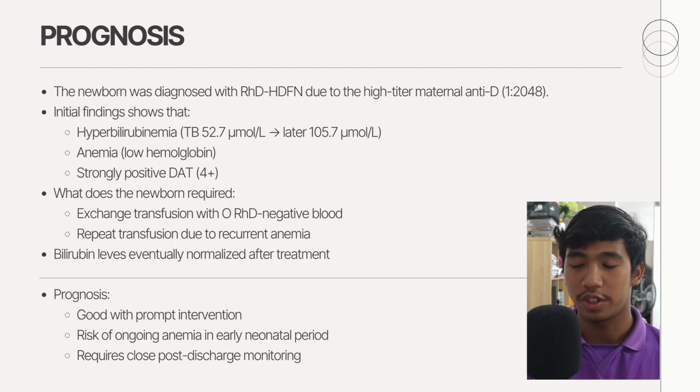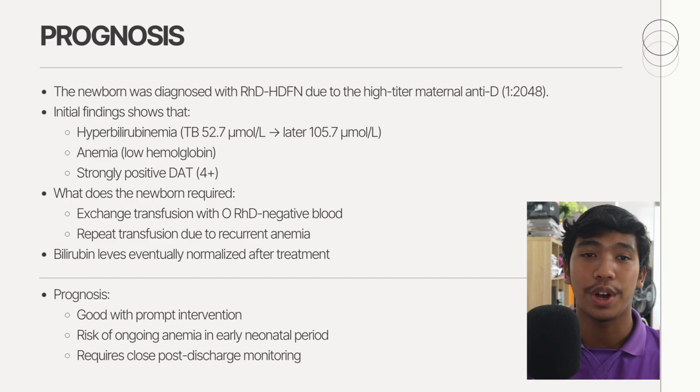Now, for the prognosis, the newborn developed hemolytic disease of the fetus and newborn due to high-titer maternal anti-D antibodies. The baby presented with anemia and elevated bilirubin levels and required exchange transfusion with RhD negative blood. With prompt treatment, bilirubin levels normalized, although the baby needed follow-up transfusion for recurrent anemia. Overall, the prognosis was good with early intervention.